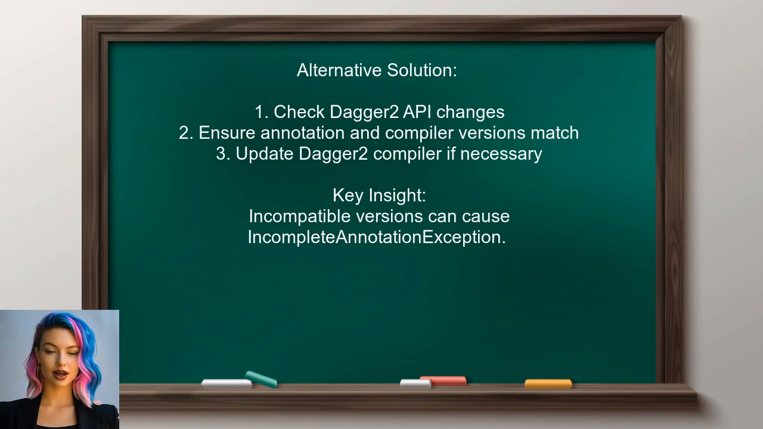One user encountered the same issue and discovered it was due to a change in the Dagger 2 API. They found that the type parameter was removed from the provides annotation. This user had mistakenly used an incompatible version of the annotation dependency with an older Dagger 2 compiler, leading to the incomplete annotation exception. The solution was to update the Dagger 2 compiler to match the annotation version.